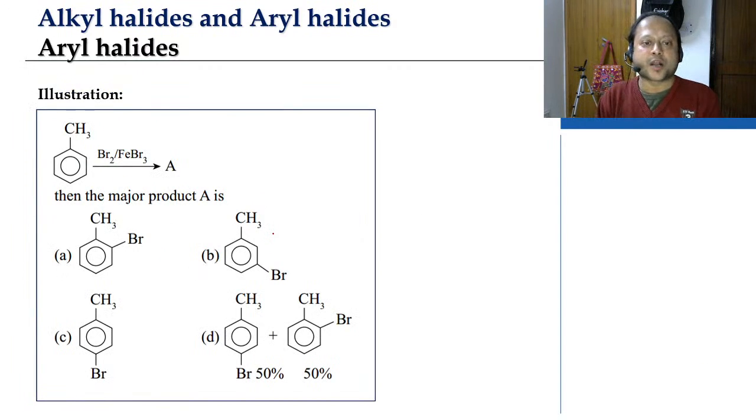Okay, now a question for all of you. If you have got this toluene with bromine and the catalyst ferric bromide, what is the major product of A? Remember, major product of A. So I'll give you all 30 seconds to think about and then give me the answer.